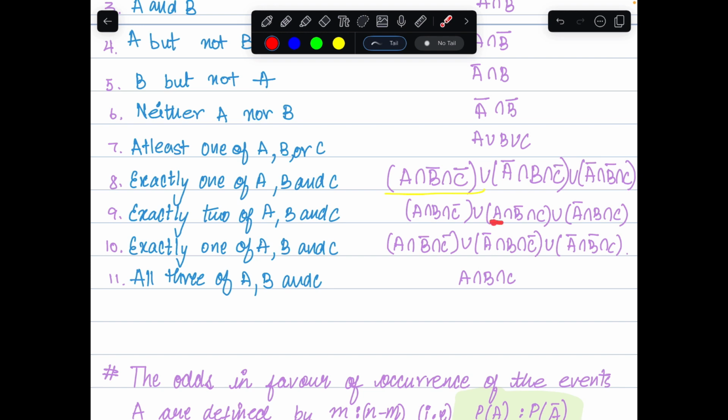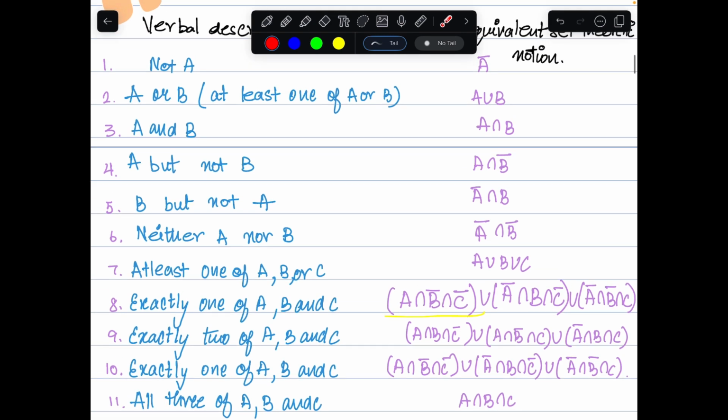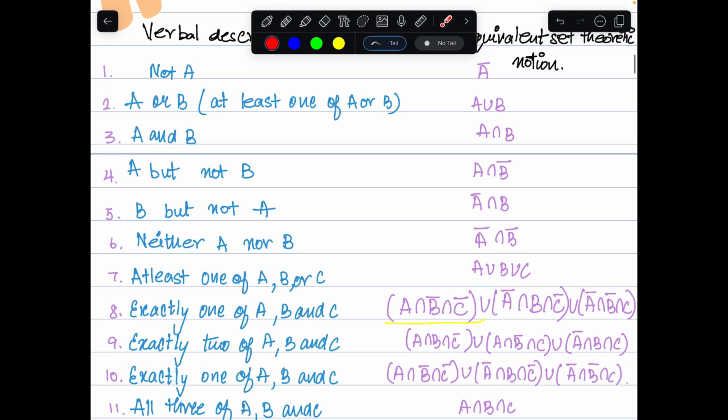Right? That means when A and C are happening, B should not happen. So it's going to be an intersection. Next is exactly one of, so these two are the same, right? Now the next one is all three of A, B and C are happening. So it's just A intersection B intersection C. I hope it's clear. If you want, you can take a screenshot of this.